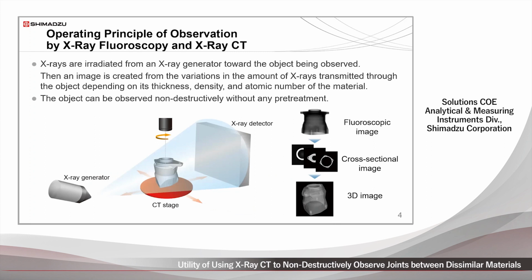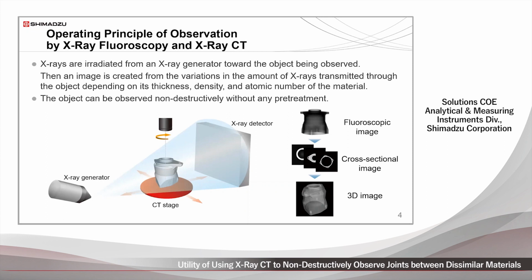Next, I will explain the operating principle of X-ray fluoroscopy and X-ray CT. This illustration shows the operating principle of an X-ray CT inspection system used in industry. The object to be observed is placed between the X-ray generator and X-ray detector. Then X-ray transmission data is obtained by creating an image based on the variations in the amount of X-rays transmitted through the object depending on the material characteristics, such as thickness and density of the object.